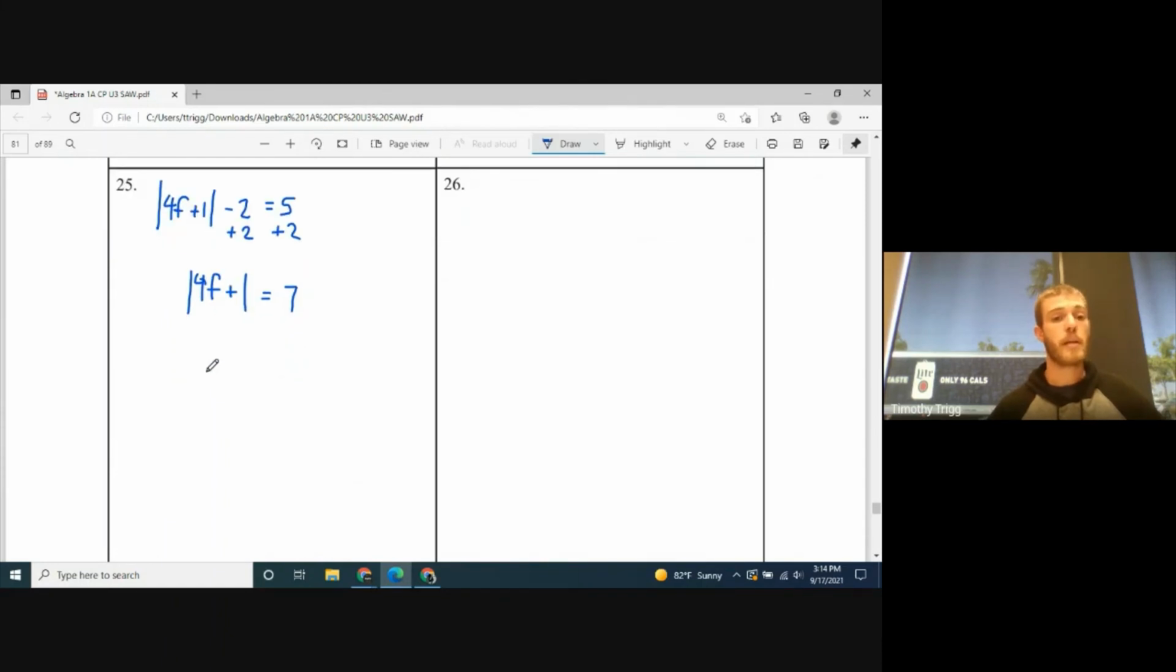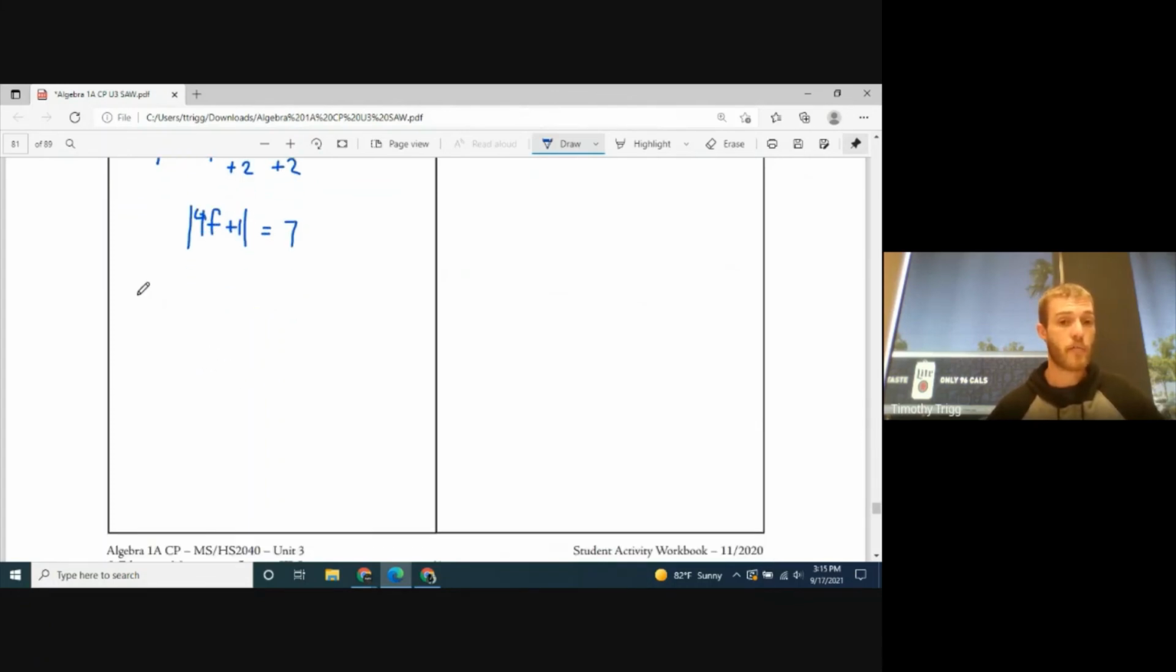Here's where we would split it. Oh, there's supposed to be a plus 1 here. That fly distracted me. Okay. Here we would split it into two equations. So we would have 4f plus 1 equals 7, and then 4f plus 1 equals -7.